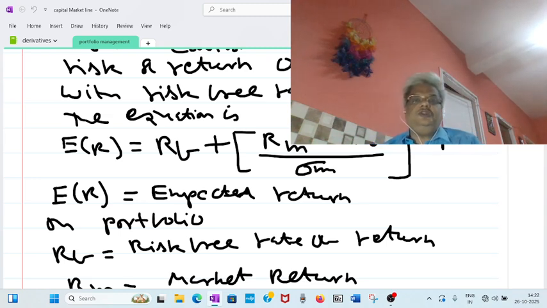The most important thing in capital market line is that here we consider the total risk, not the systematic risk as we do in case of security market line. Here total risk and total return of the portfolio are considered, not the individual risk and individual return.